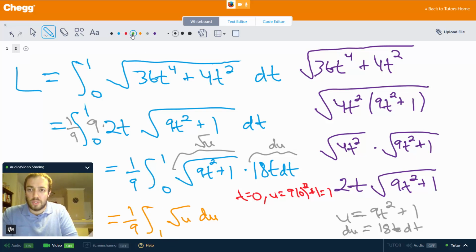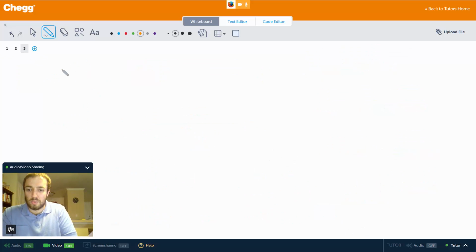And then what happens if t is 1? On the upper limit, when t equals 1, we have u equals 9 times 1 squared plus 1, which is 10, because 1 squared is 1, 1 times 9 is 9, 9 plus 1 is 10. So the upper limit of integration is 10. Our integral has simplified quite a bit. Let's go to page 3 and evaluate it.